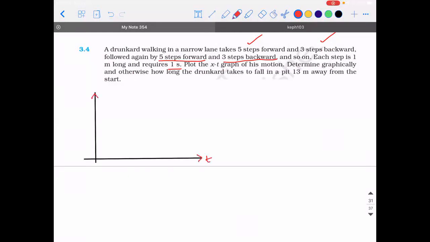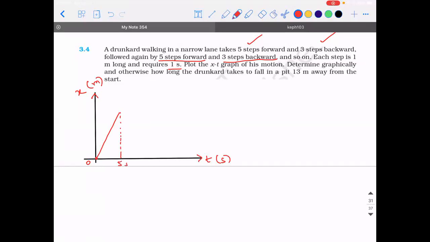Time. Here also it is supposed to be displacement. But here displacement will be in meter, time will be in second. So initially, let's say he started here. How many steps in the forward direction? 5 steps. By the end of the 5th step, he would have consumed how much time? 5 seconds.